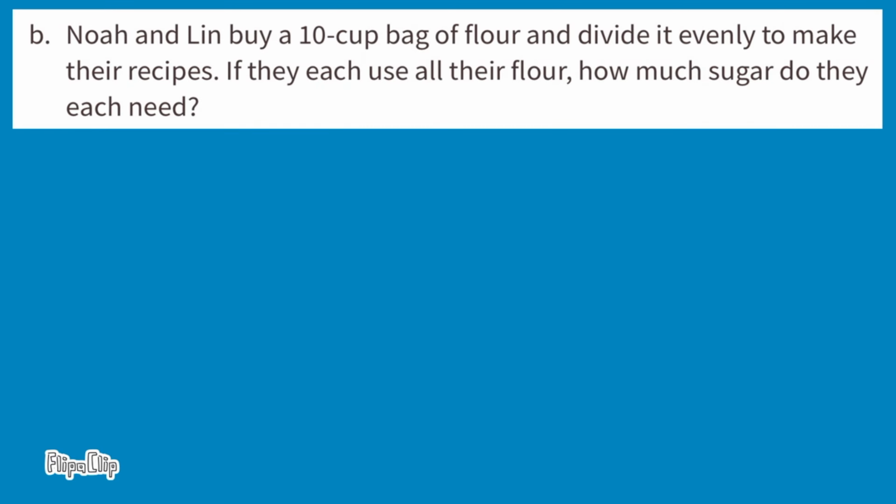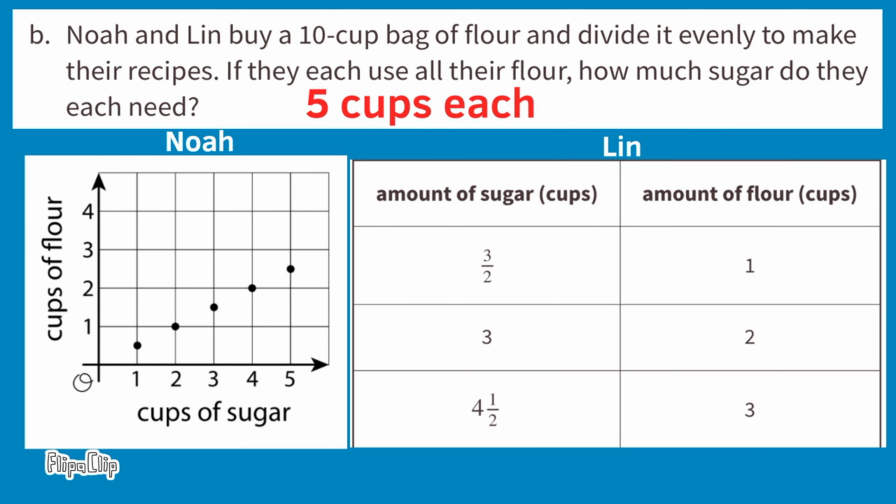B. Noah and Lynn buy a 10-cup bag of flour and divide it evenly to make their recipes. If they each use all their flour, how much sugar do they each need? 10 divided by 2 equals 5 cups. So each of them will be using 5 cups of flour and an unknown number of cups of sugar.